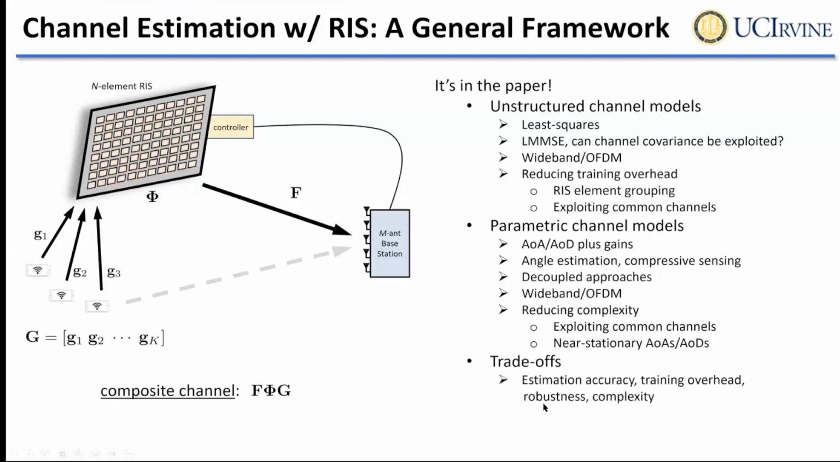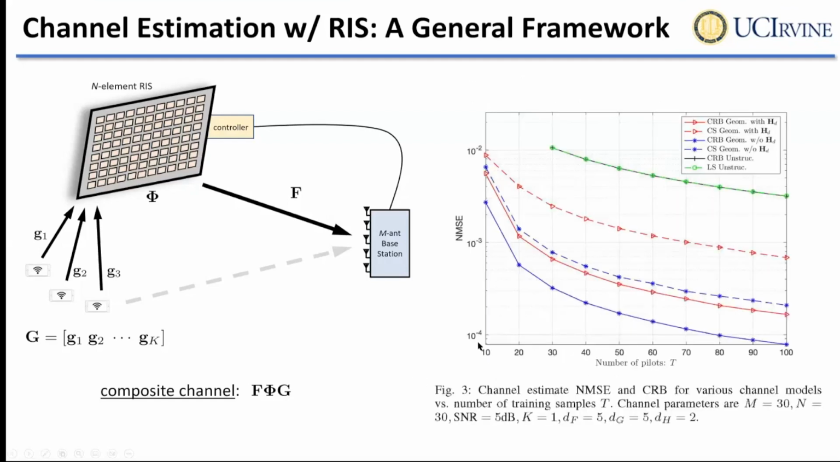And then we talk about the trade-offs between these two general classes of approach. How accurate would the estimation of the channel be? How much overhead and training is needed? Robustness to assumptions in the model, and complexity. And we provide some numerical examples to compare these two classes. I'll just show one quick example from the paper here.